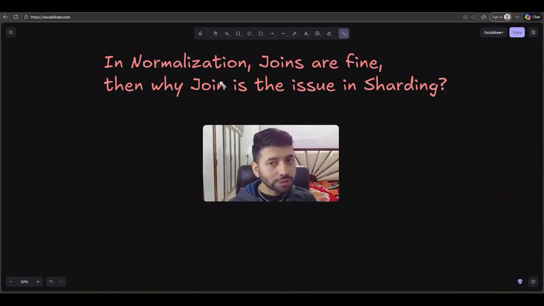Before moving to NoSQL databases, there is one more important doubt I want to discuss, because maybe you have a similar doubt in mind. The doubt is: in normalization, joins are fine, right? In normalization also we split the table, and joins are totally fine in a SQL database. Then why is join an issue in sharding? In sharding also we are splitting the tables. Then why are joins difficult in sharding, whereas they were fine in normalization? How is it different from normalization? Let's try to understand that.